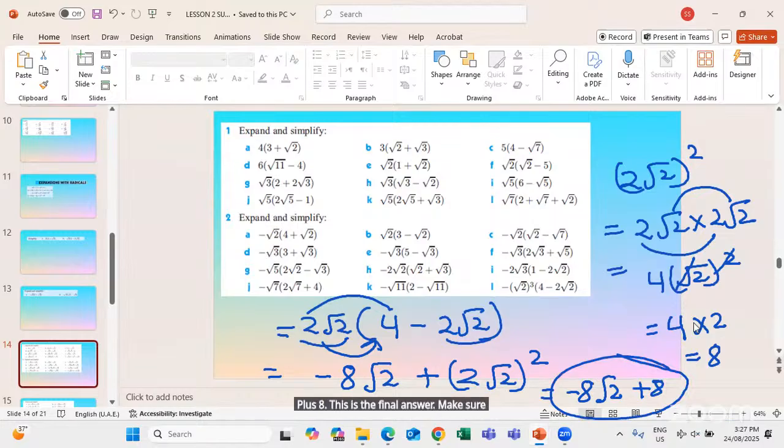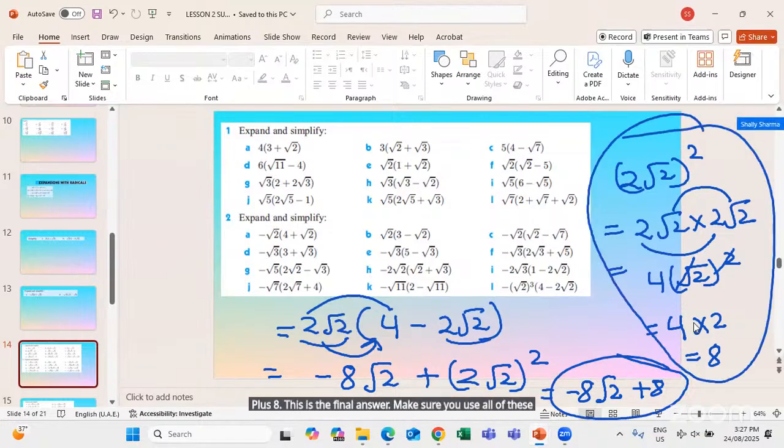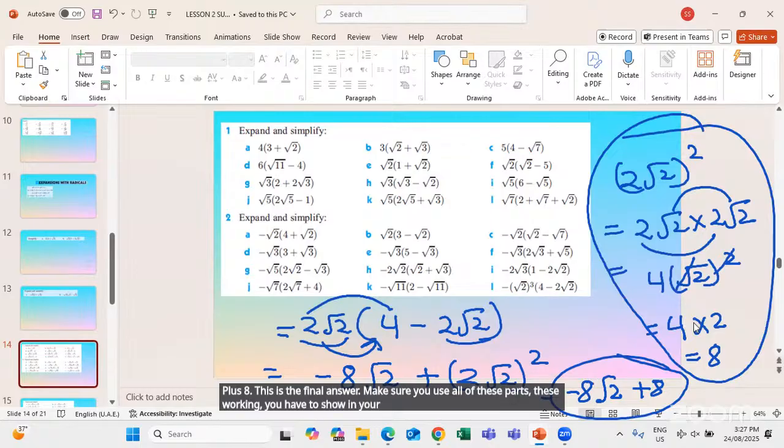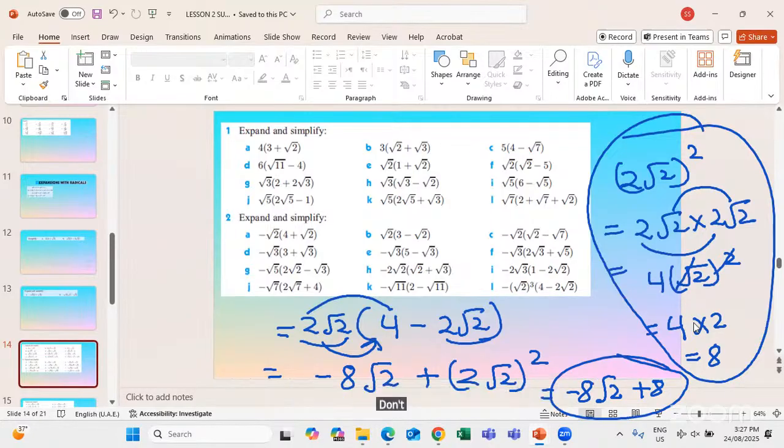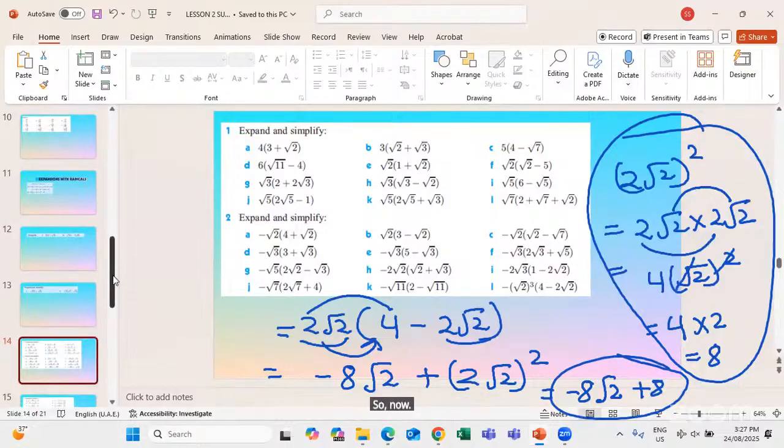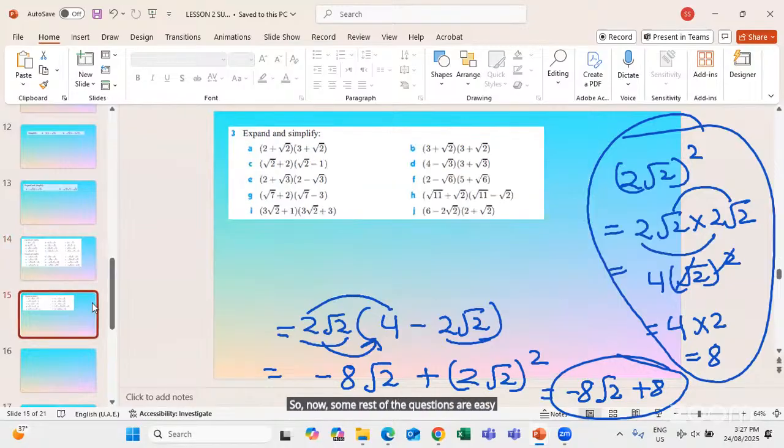Make sure you use all of these parts, these workings you have to show in your exam, how you are getting these answers. Don't just write 8 directly. Okay. So now the rest of the questions are easy. You can do them very easily.